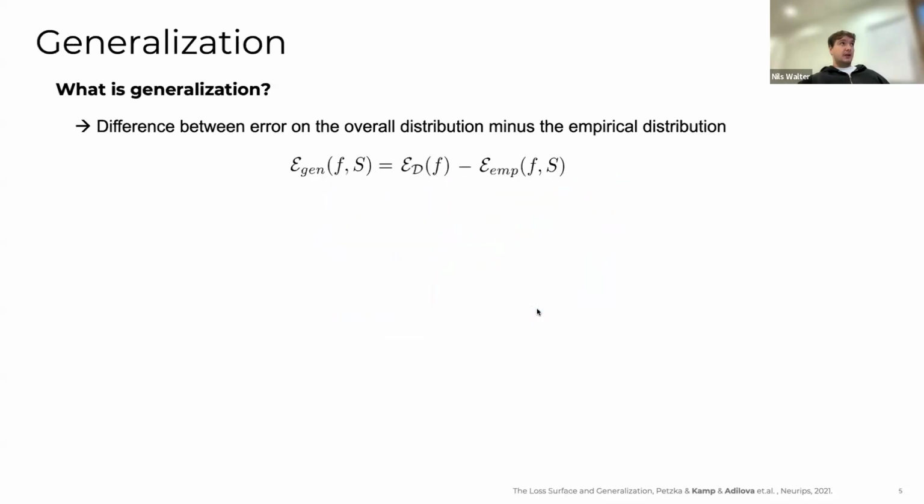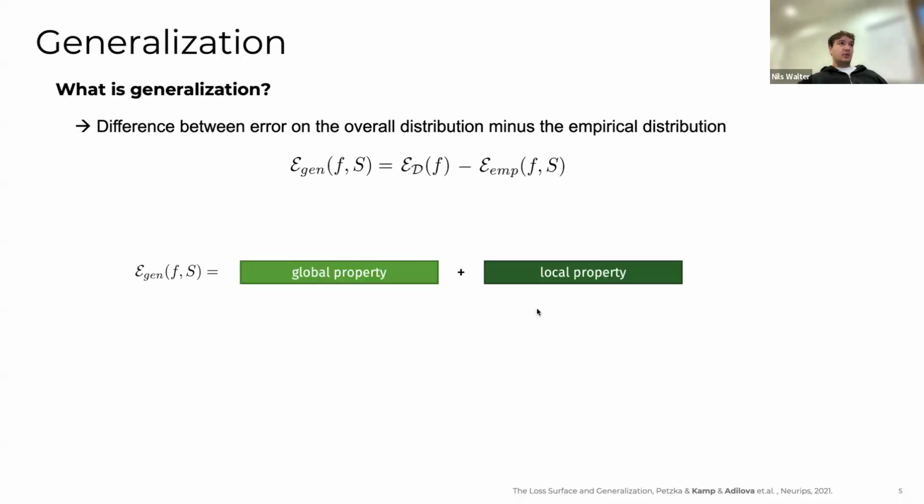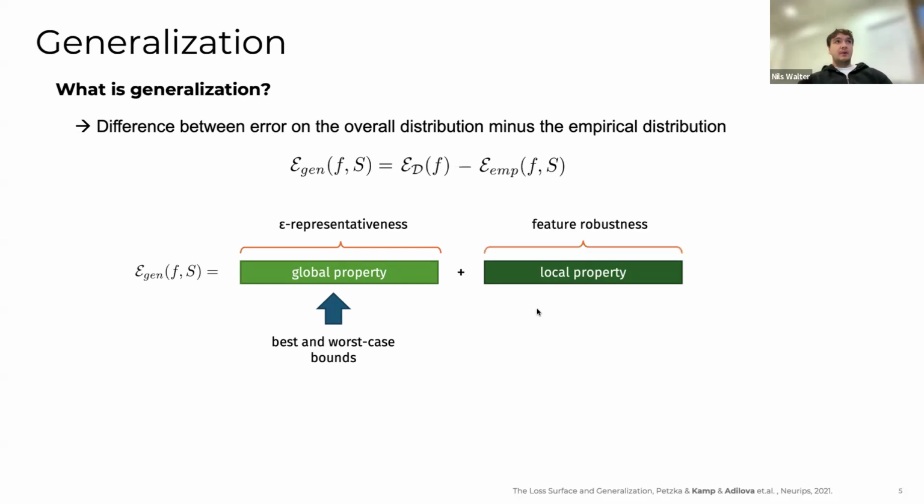What do we mean with generalization here? Everybody has the intuition what it means. It is the difference between the error on the overall distribution, if you had access to the data generating process, minus the error on the empirical distribution, what we really measured. What they showed is that you can decompose this into a global and a local property. The global property corresponds to something called epsilon-representativeness, more or less that the data you have is sufficient to really learn something, so it really resembles your data distribution. The local property is what I call feature robustness, and this is what then really corresponds to the flatness.